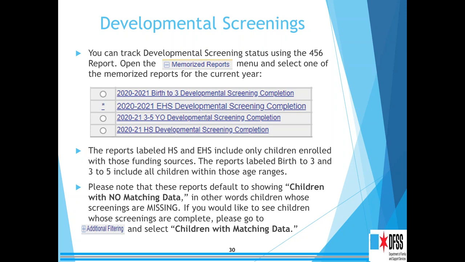So you can track the developmental screening status using the 456 report. There is a default version of this report, but if you open up the link on the report that says memorized reports, you'll see that there are several different reports for each year that we have built out in the system so that you can look for particular things without having to do all the customization yourself. For this year right now, I have four reports. There are two that are all: one of them is all birth to three children enrolled in this program, and one is all 3 to 5 children. And then I have one that's just for Early Head Start and just for Head Start, so that Head Start and Early Head Start funded agencies can see what their status is going to be on the PIR.